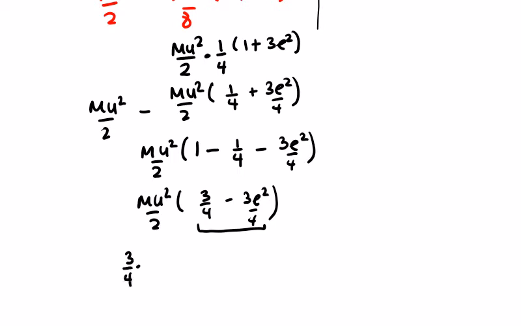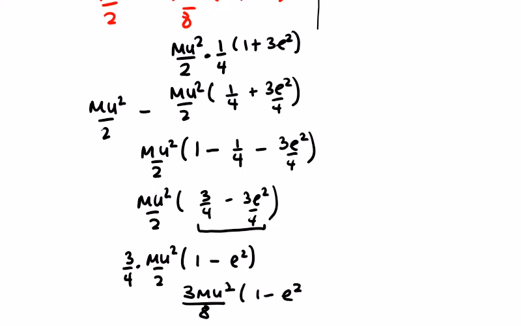So it's 3 over 4 times mu squared over 2 times, no, just times 1. If I factor out the 3 over 4, 1 minus e squared, which is going to give me 3mu squared over 8 times 1 minus e squared. And if you're not sick of these types of questions already, you will be now. That is the correct answer.